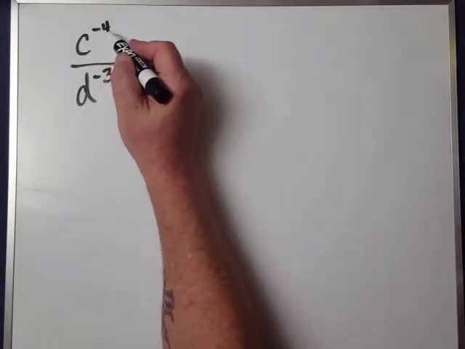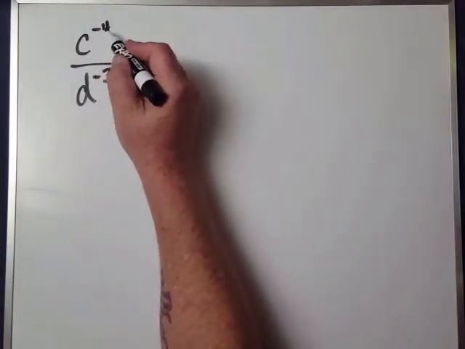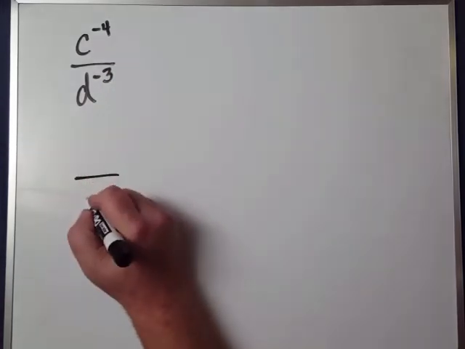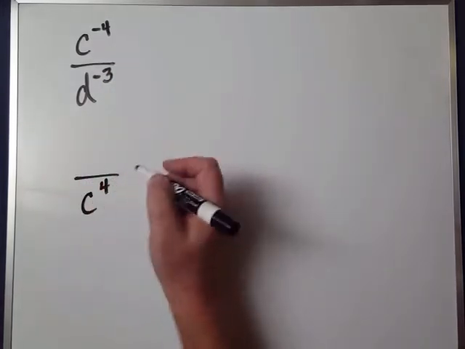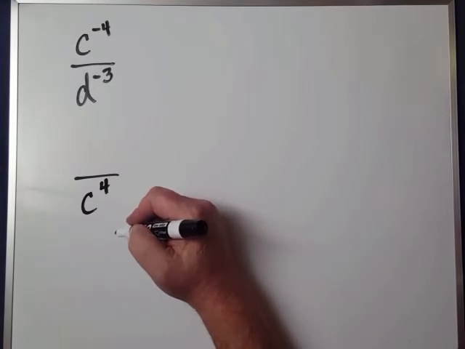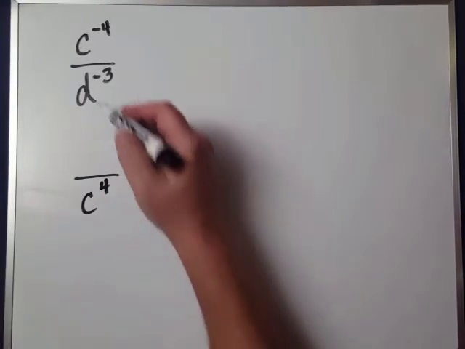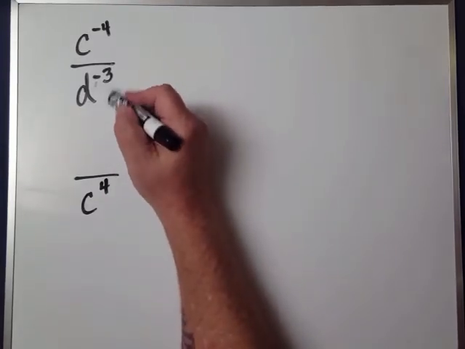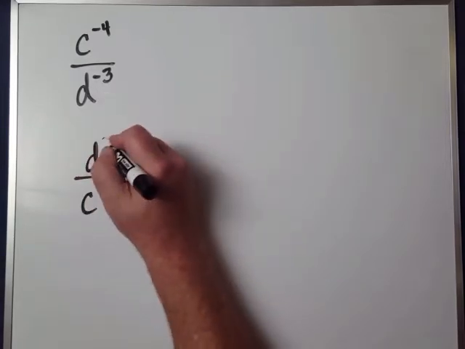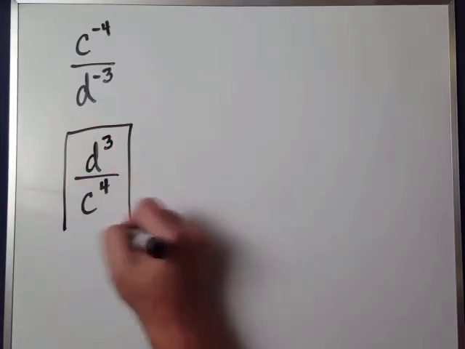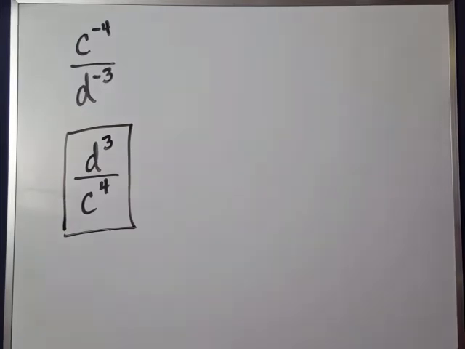C to the negative 4. Well, a c to the negative 4 in the numerator is actually a c to the positive 4th in the denominator. And by that same token, a d to the negative 3 in the bottom is actually a d to the positive 3 in the top. And so we can now say that this is simplified.